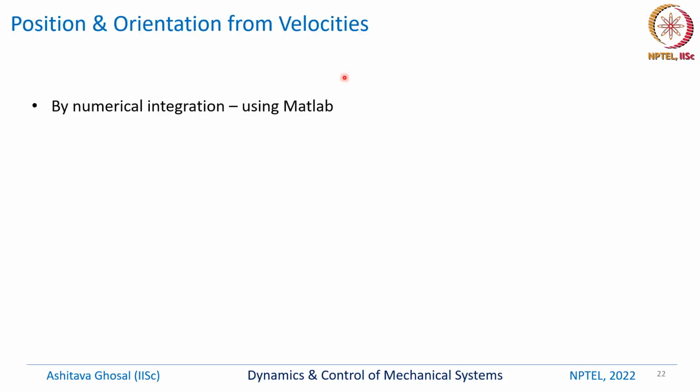So the next question which is of interest is, suppose you are given velocities, both linear and angular velocities. Can we obtain the position and orientation of a rigid body? So clearly we have to numerically integrate the velocities, because integration of velocities will give the position vector. Similarly, somehow integration of the angular velocity will give you the orientation.